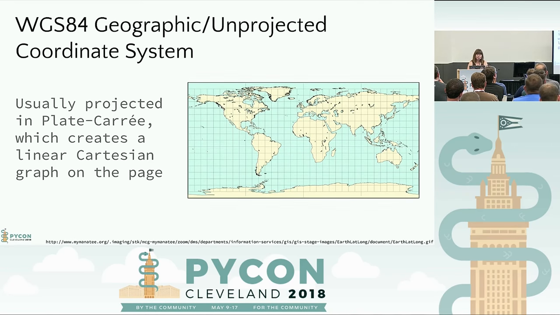So another thing with the geographic unprojected coordinate system, it's based on the spherical Earth. But when we use it, it's going to look flat to us, so that doesn't make any sense. So it is actually getting projected. When you try to project the WGS84, it usually gets projected into this projection called Plate Carrée, and it looks like this, and we'll see it in our Jupyter notebooks.